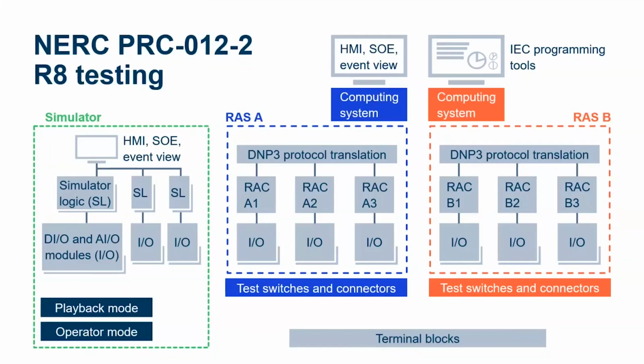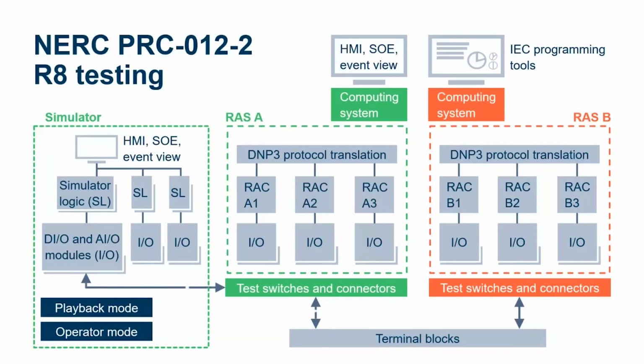The setup demonstrates a NERC PRC 12-2 compliant online simulator. The setup shows a dual TMR scheme where RAS A can be put into test mode and RAS B is live and protecting the system. In the simulator mode, both functional testing and segmented testing are allowed using playback mode and operator mode. A playback mode is a test mode via which a sequence of events is played back into the RAS to assess RAS actions.